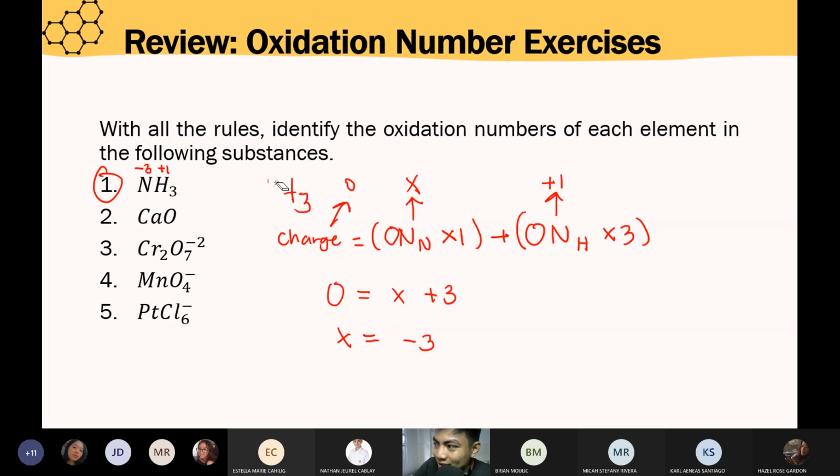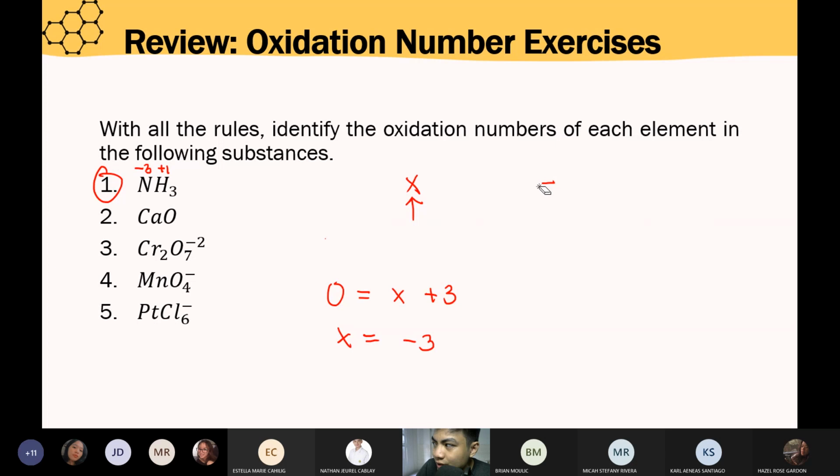Okay, so that's the answer. Ganun lang. So you just use the equation given in rule number 5. Okay? How about this one? Calcium oxide.